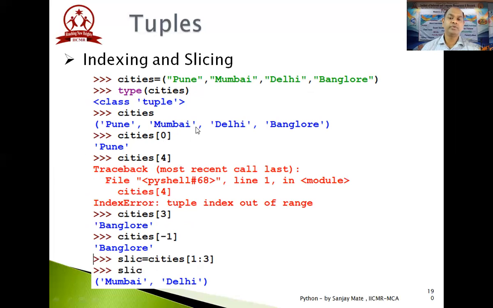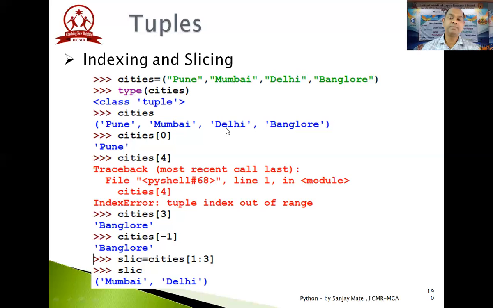If I want to access an element which is out of range, see, in this tuple you have only 4 elements, that is 0, 1, 2 and 3. If you try to access beyond 3, writing 4, you will get the error: index out of range. If I write 3, you will get the last element, Bangalore. But if I want the last element and don't know how many elements are present in the tuple, you can directly write -1, and you will get the last element.